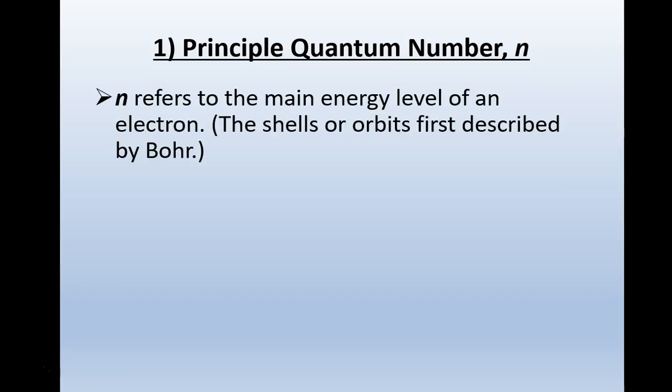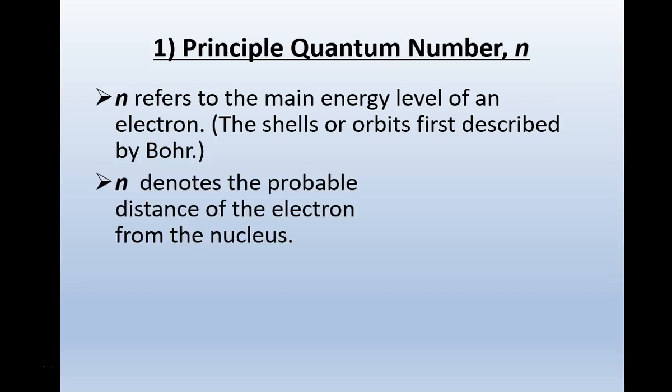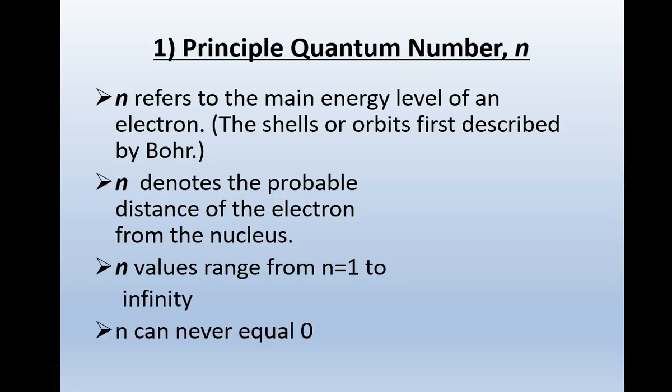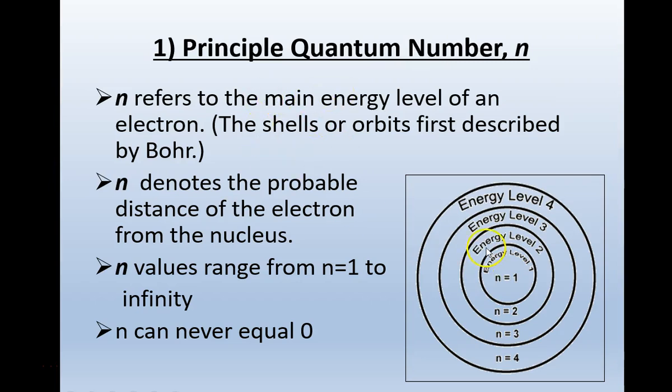These are, number 1, the principal quantum number abbreviated with the letter n. That represents the main energy level of an electron and is referred to as the shells or orbits in previous diagrams in the Bohr-Rutherford diagram. n denotes the probable distance of the electron from the nucleus, and n ranges from 1 to infinity. But n can never be equal to 0. The diagram on the right-hand side is similar to a Bohr-Rutherford diagram with the rings representing the energy levels n1, n2, n3, and n4. If an electron is found at n4, it's farther away from the nucleus than if it's found at n1.